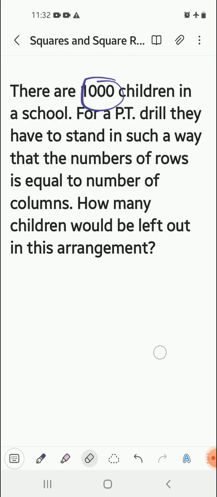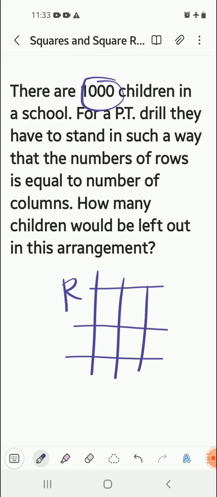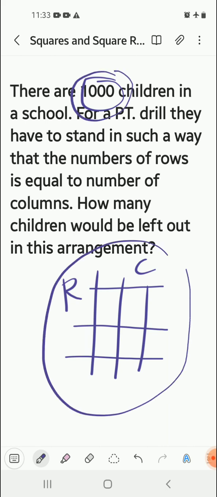In the PT drill, they have to stand in such a way that the number of rows is equal to the number of columns. These are rows, these are columns. How many children would be left out in this arrangement? If there are 1,000 children, in order to make them stand with equal rows and equal columns, how many children will be left out? That means we have to subtract a number from 1,000. That is, we have to take a smaller number of children.